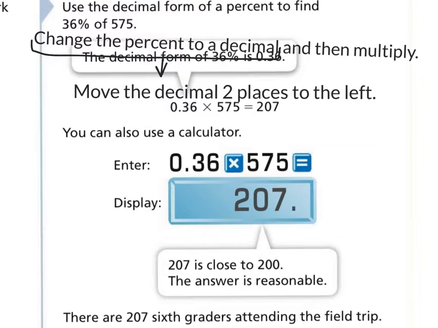And again, just think about an idea of what your answer should be. 36%, that's less than half. 575, so less than half of 575. 207, that seems reasonable, that it's less than half of that.